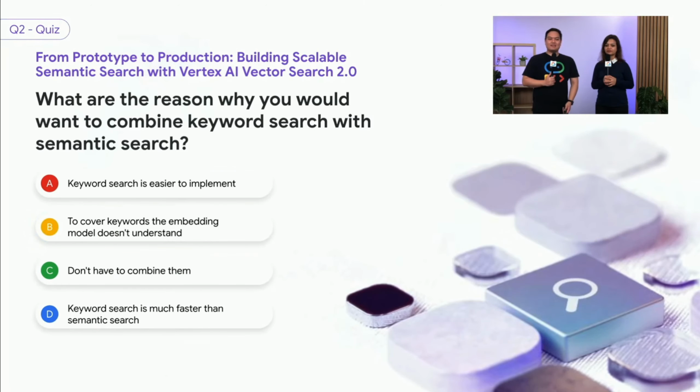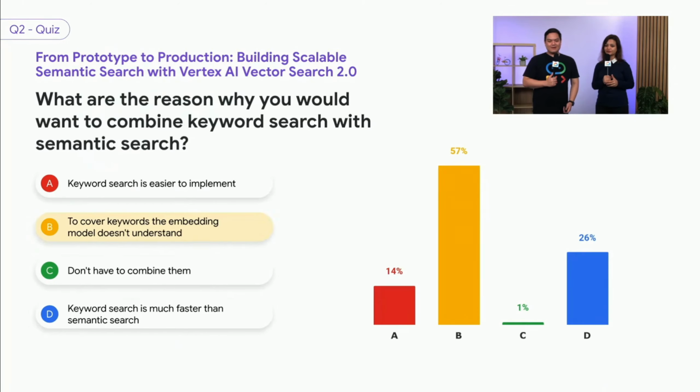Great job. And the second question is, what are the reasons why you would combine keyword search with semantic search? What do you think, Abhi? I know the answer, but let's see if the audience got it right. I think it's to cover keywords the embedding model doesn't understand. Let's take a look. You're right. The audience got it right too.